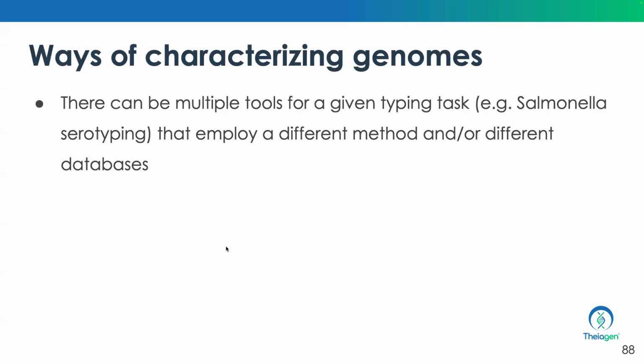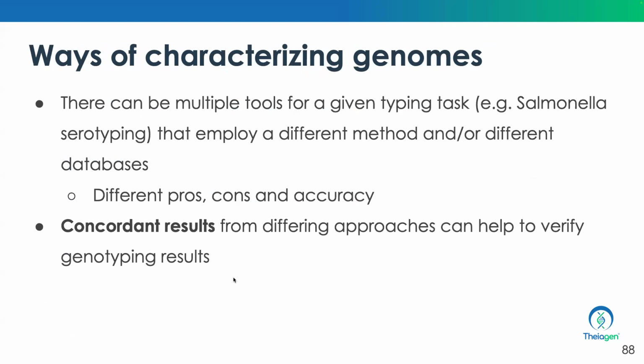There can be multiple tools for a given typing task that employ a different method. So these tools will obviously have different pros, cons, and levels of accuracy. And obviously what you want is concordance or agreement with the different approaches that you're using. Again, remember, you might have serotyped your sample in the lab, on the wet lab bench, and then you're doing this also bioinformatically, so you're doing some serotype prediction as well. Obviously, if they agree, the better.